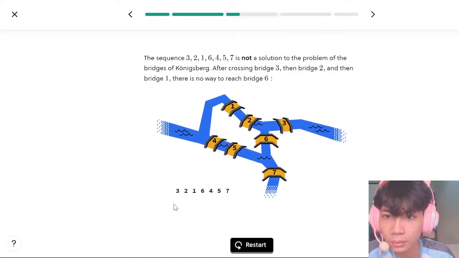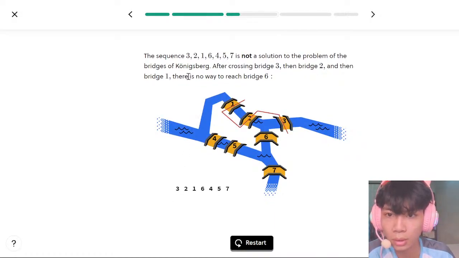The sequence 3, 2, 1, 6, 4, 5, 7 is not a solution for the problem. After crossing bridge 3, then bridge 2, and then bridge 1, there is no way to reach bridge 6.